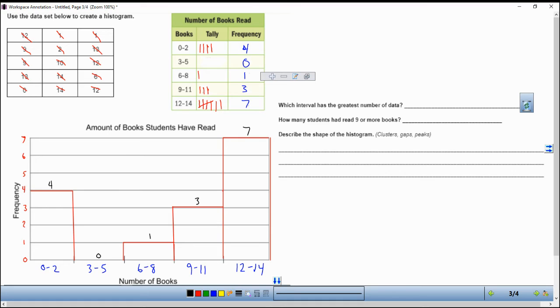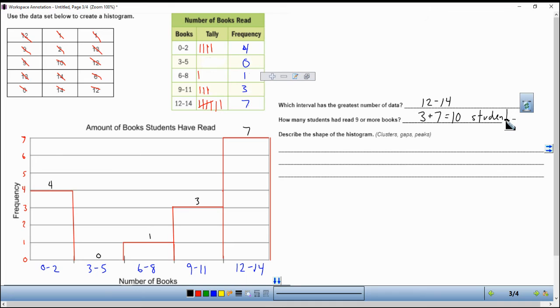Which interval has the greatest number of data points? Looking at the histogram, the interval with the greatest number was 12 to 14. That had 7 data points. How many students read 9 or more books? Well, 9 starts here. 9 or more would be 3 plus 7. It would be both those intervals. 3 plus 7 is 10 students.